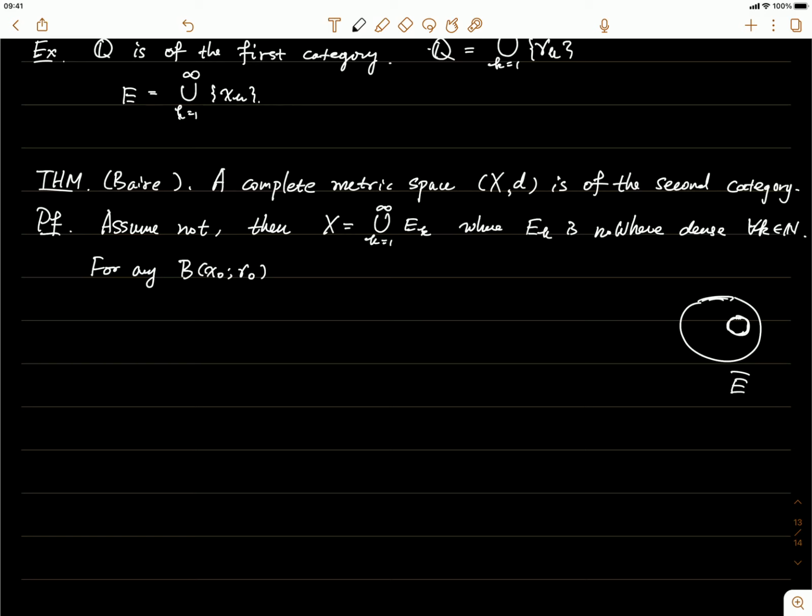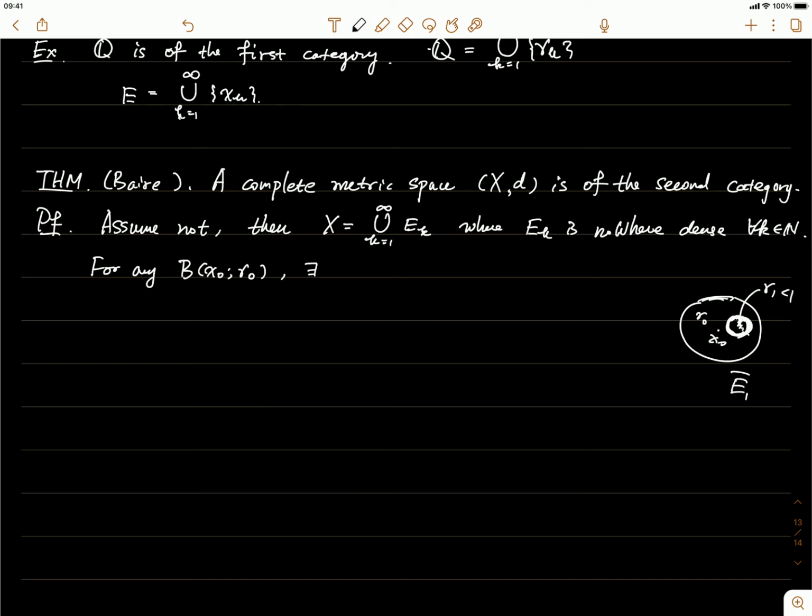Okay, so this is my ball. I just picked a random ball with the center at x0 with the radius r0. And because E_1 is nowhere dense, I know that there exists a ball inside of this B(x0, r0). I call its center x1, and the radius I call r1. Without loss of generality, I let r1 have a radius less than 1, because if r1 is bigger than 1, I can just make it smaller. And in this case, we know that the closure of this smaller ball has no overlap with the closure of E_1, right? This is because E_1 is nowhere dense.